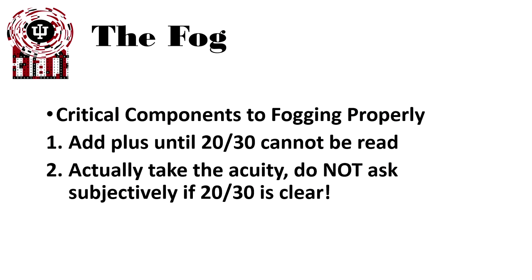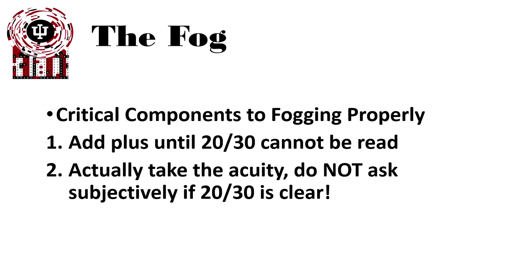It's fairly simple and fairly straightforward. The critical components to fogging properly are adding enough plus until at least 20/30 cannot be read. The reason you need to take it to 20/30 to 20/40 is that there are still things like depth of focus and other things that will give you a wrong reading unless you add more plus.